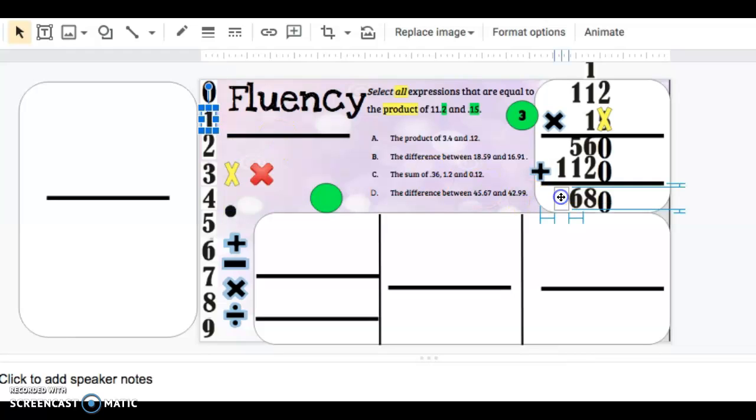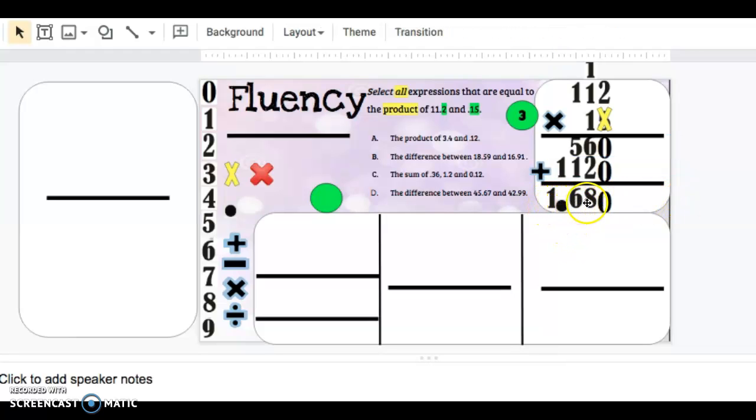Now, here's the thing we have to look at, is this 3. We know when we have a whole number, the decimal point is at the end. So we have to swoop to the left 3 times. Swoop once, swoop twice, swoop 3 times. So your answer now is 1 and 680 thousandths. Okay? So 1.680, that's the answer that we are looking for in all of them. So we have to circle which ones equal that.